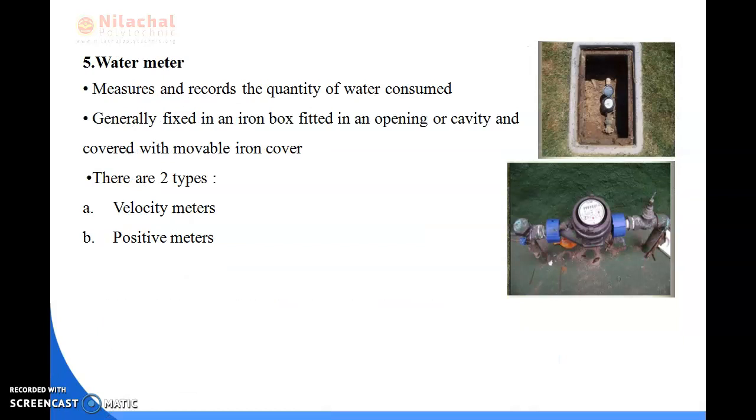Next, we have discussed the water meter. Also, I have discussed it in the previous chapter. The water meter measures and records the quantity of water that we consume and it is generally fixed in an iron box fitted in an opening or cavity and covered with a movable iron cover. And there are two types. First is velocity meters, second one is positive meters.